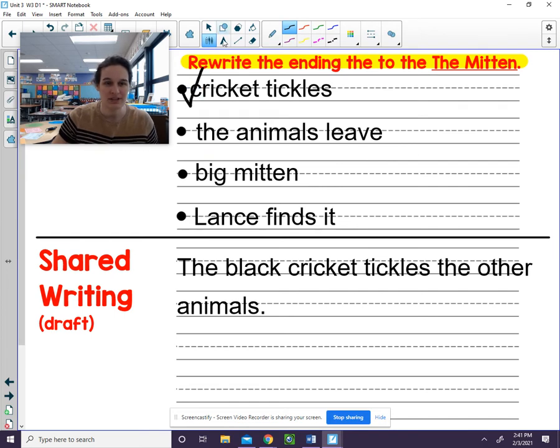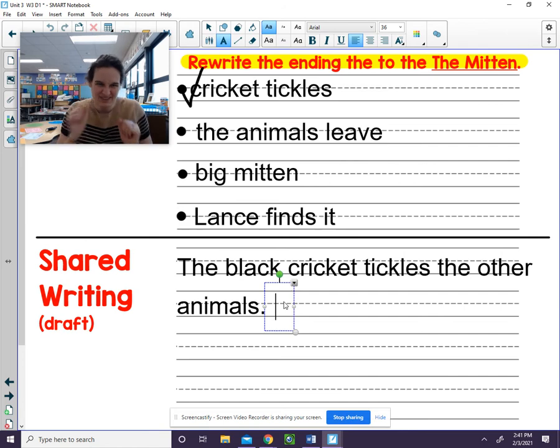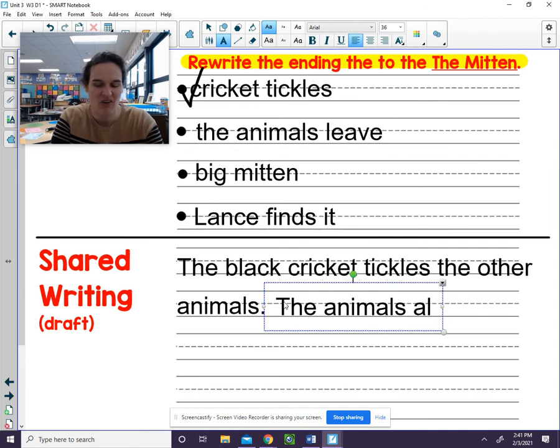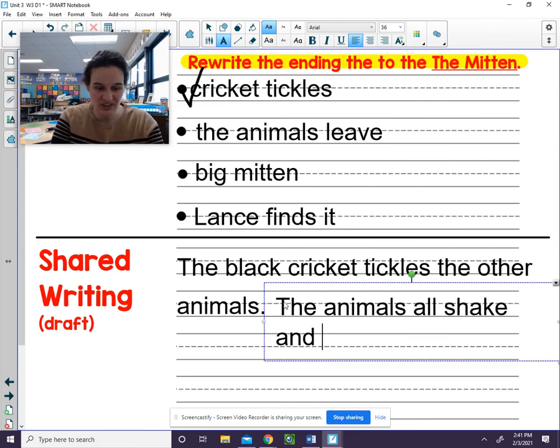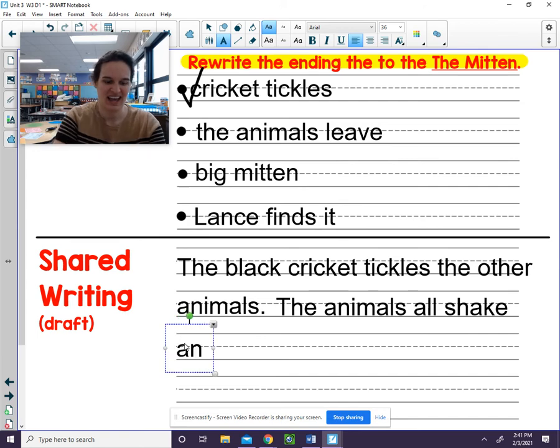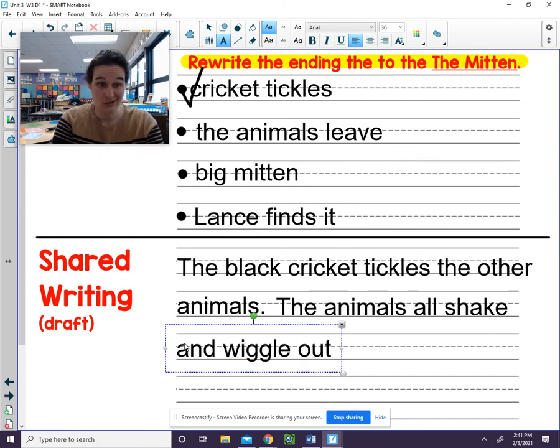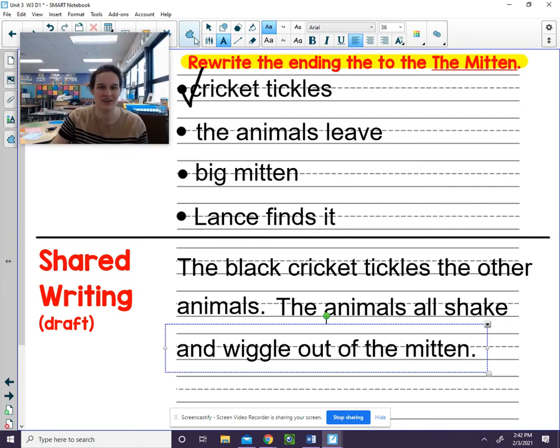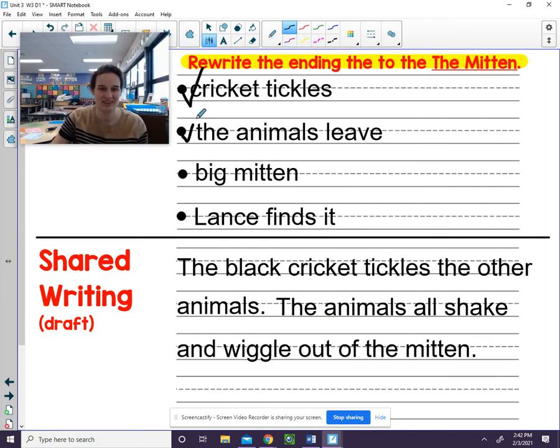Okay, so what happens when he starts to tickle them? Well, I think I said all the animals start to wiggle. You know how you shake? So the animals all shake and wiggle. Oops, I need to go to the next line. Shake and wiggle out of the mitten. Okay, we used our next idea.